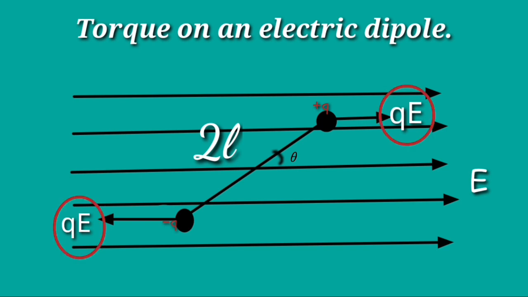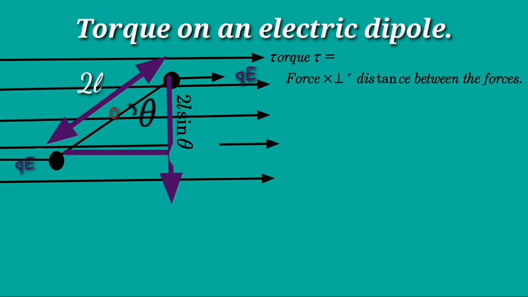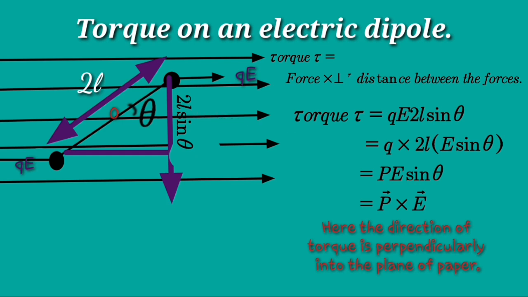Since the forces on plus q charge and minus q charge are in opposite directions and the dipole makes an angle theta with the electric field, the dipole tends to rotate along the direction of the electric field. So we can say that the dipole experiences a torque. Now torque is equal to either force of the couple times the perpendicular distance between the forces. Here the perpendicular distance is 2L sin theta and the magnitude of force is qE. Therefore, torque tau is equal to 2L sin theta into qE.